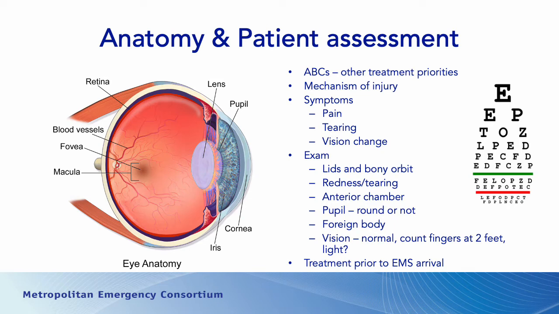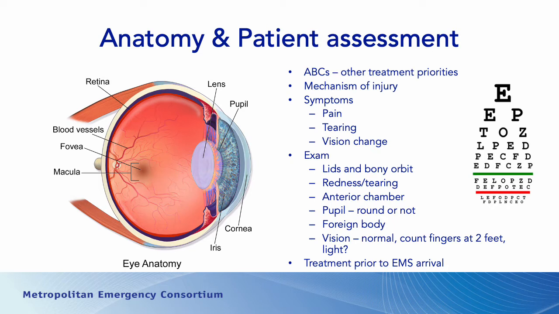The fovea and the macula also give us color vision, whereas the other parts of the retina tend to be more black and white. And then all the way in the back, we have the optic disc, the white spot at the back of the eye. That's where the optic nerve enters into the eye, and the nerves branch out into the retina.